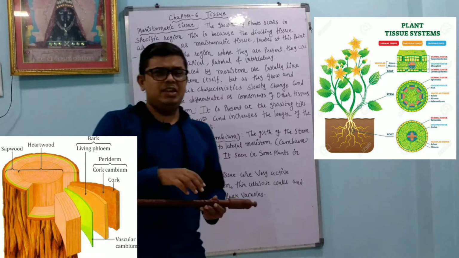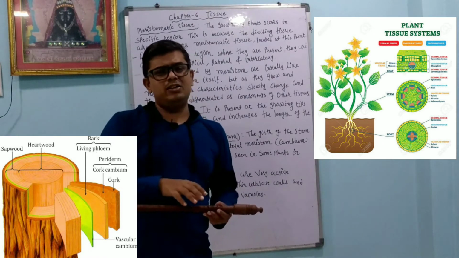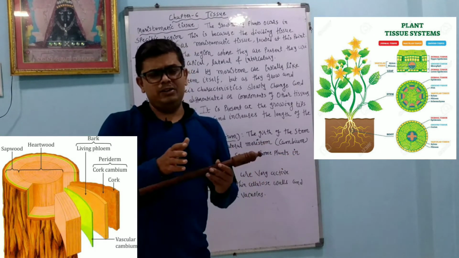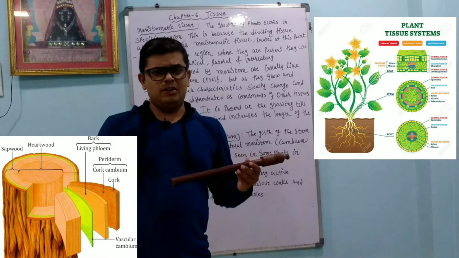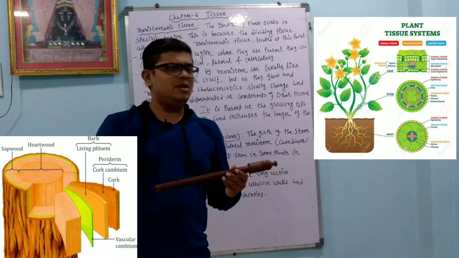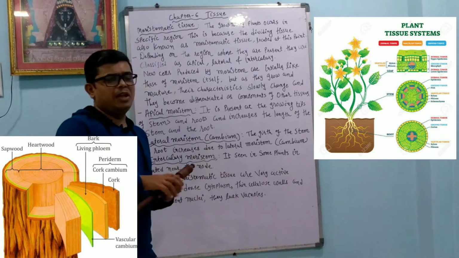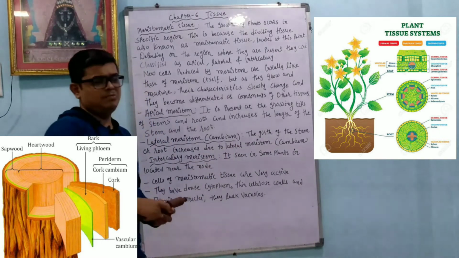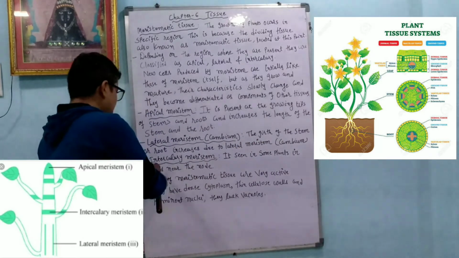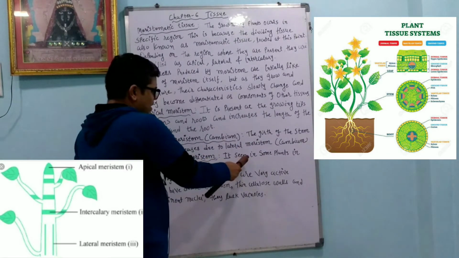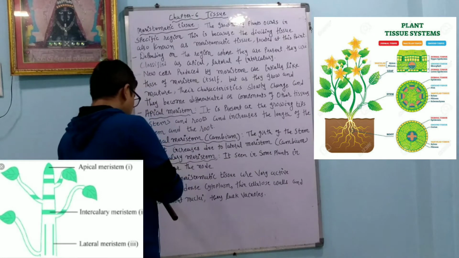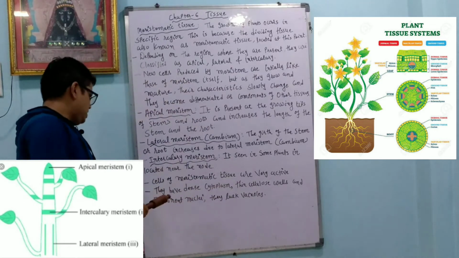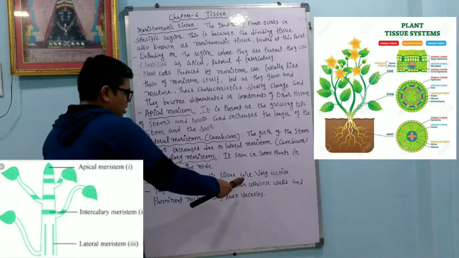Whenever vertical growth takes place, that is called primary growth, and when horizontal growth takes place, that is called secondary growth. So when the plant grows in the horizontal way, secondary growth takes place. At that time the lateral meristem, or cambium, plays the major role. It is also called cambium. Intercalary meristem is seen in some plants and is located near the node, so it is present at the node.